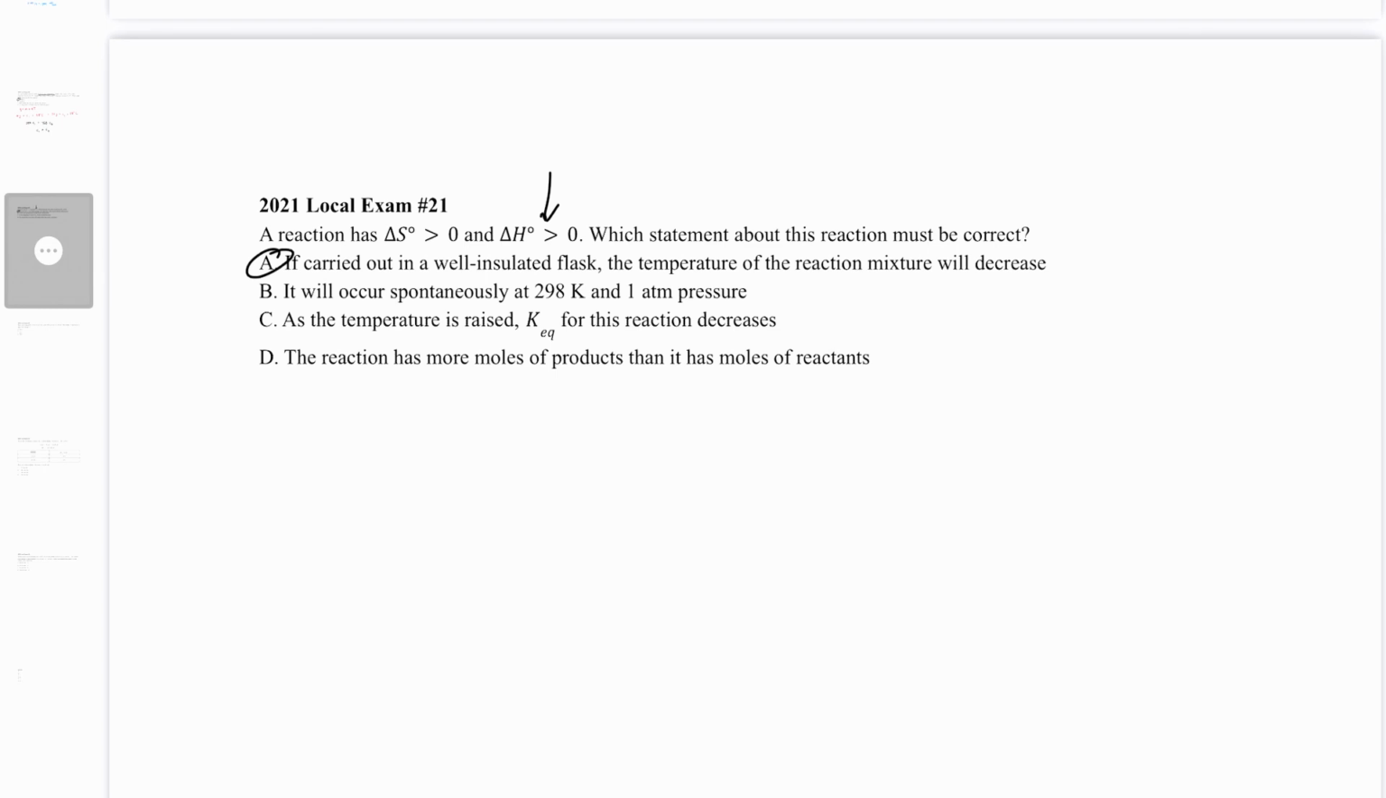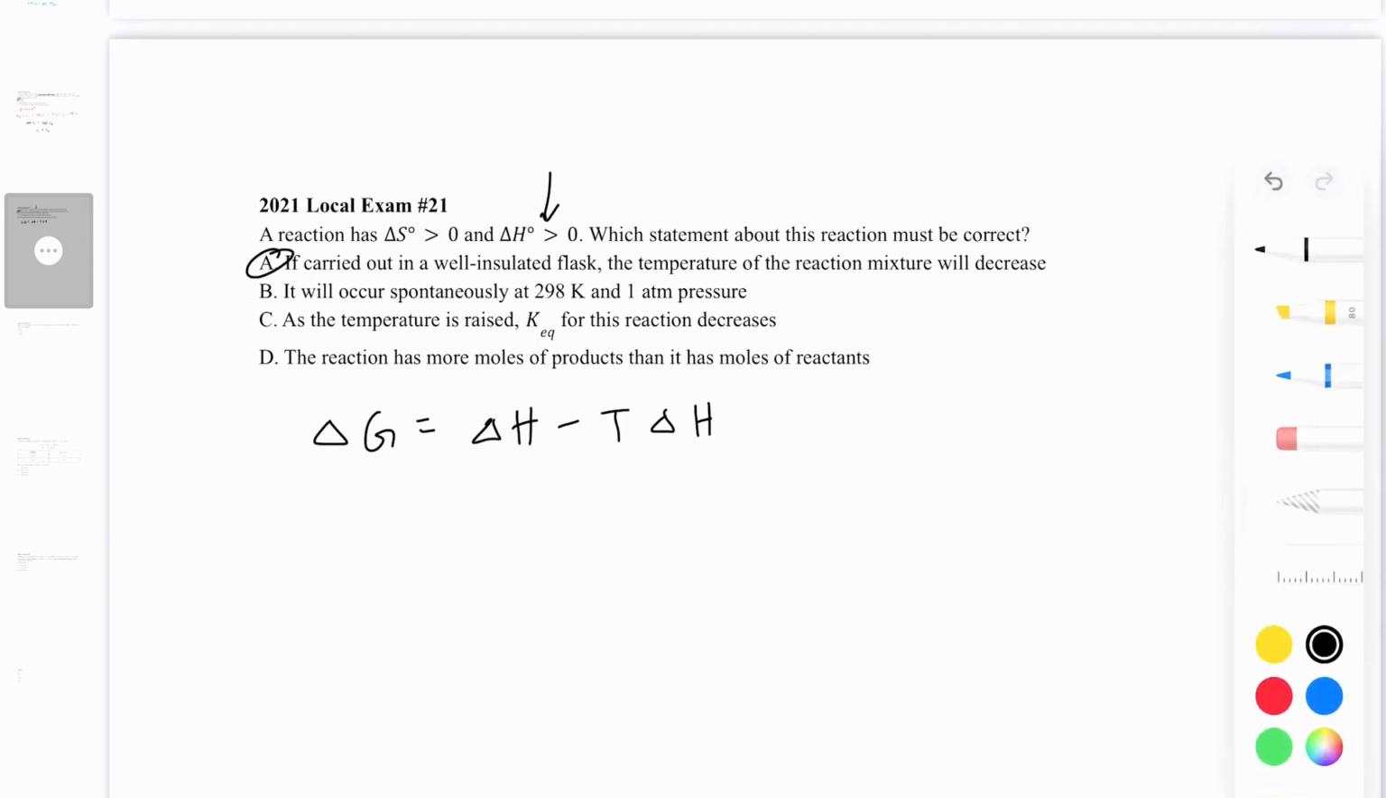Let's go through the rest to make sure that they're wrong. B, it will occur spontaneously at 298 Kelvin and 1 atmosphere of pressure. To find out whether or not it happens spontaneously, we have to look at Gibbs free energy, which has this formula: ΔG = ΔH − TΔS. We're told that our entropy change is positive and our enthalpy change is also positive. Depending on the magnitudes of ΔH, ΔS, and temperature, ΔG could be positive or negative. If ΔG were positive, then that would be non-spontaneous. If it was negative, then it would be spontaneous.